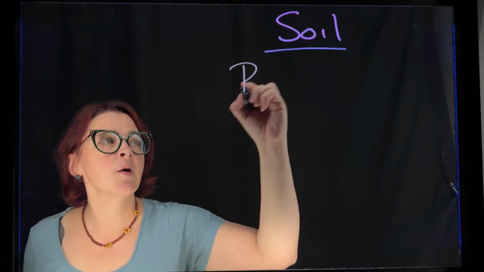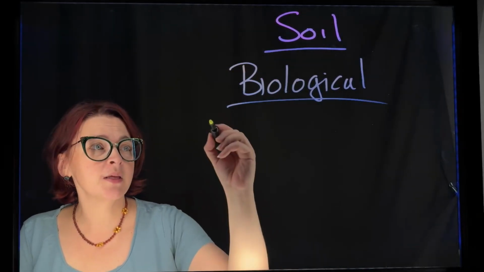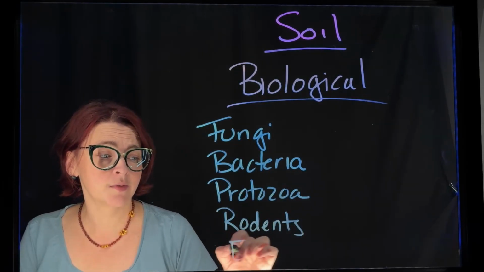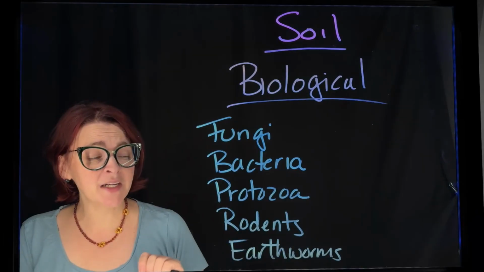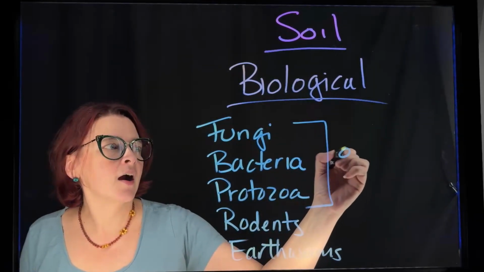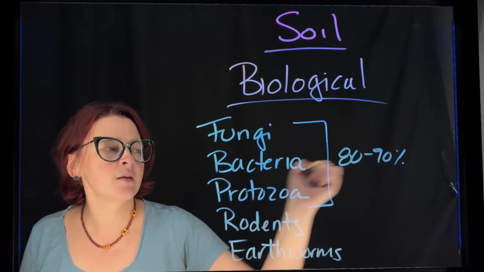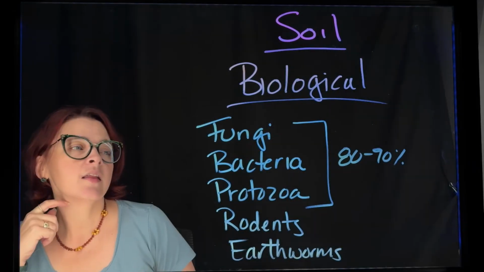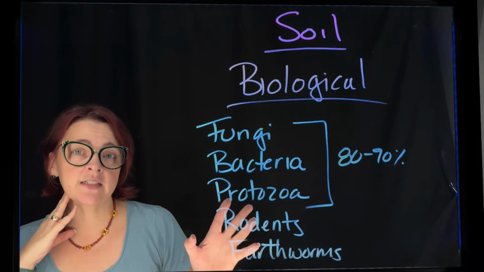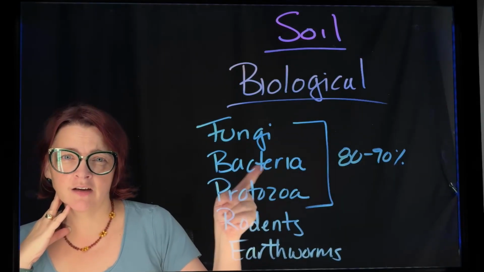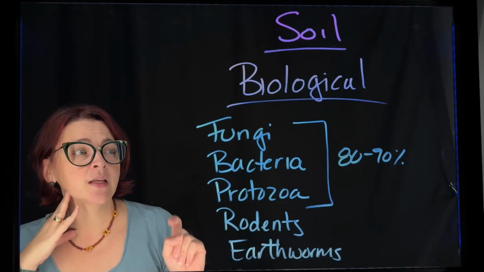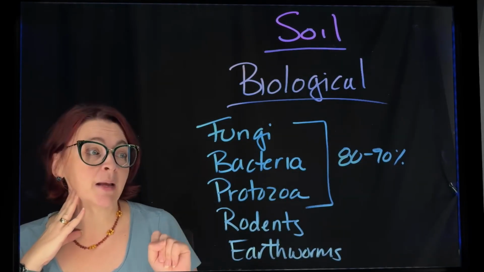And lastly, let's talk about biological properties. Biological properties would be things like fungus, bacteria, protozoa, rodents, and earthworms. These are all biologics that affect the soil formation. Fungi, bacteria, and protozoa are somewhere between 80 to 90% of the biologicals that are found in soil. These organisms are very important for a lot of nutrient exchange within the soil. If you remember, bacteria are highly important for the transformation of nitrogen, especially nitrogen fixation in the soil, so that way it can be uptaken by plants.